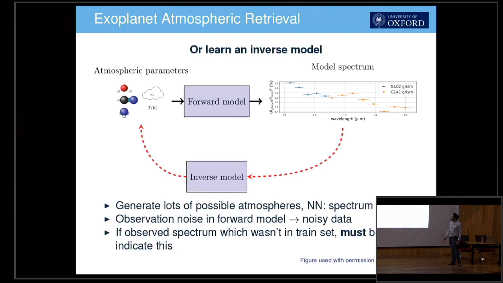What you can do instead is learn an inverse model. Basically, generate lots of possible atmospheres, feed them through the forward model to get the spectra, and train a neural network as the inverse model to map from the spectrum back to the atmospheres. Now over here we have observation noise in the forward model, so we actually know that we have noisy data.